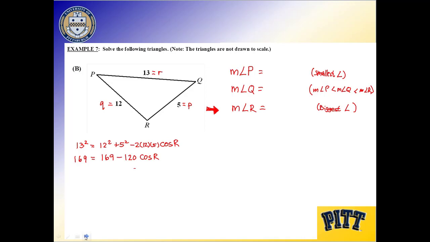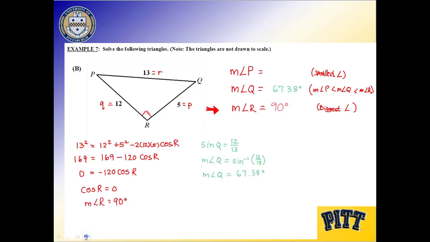What I can start doing is subtract both sides by 169 to get 0, then divide both sides by negative 120 to get that the cosine of R is 0. And what angle gives me 0 when I take its cosine? Well, 90 degrees does. So if I don't recognize the Pythagorean triple, this would certainly let me know that angle R is 90 degrees. Now, at this point, I could just use basic trig functions.